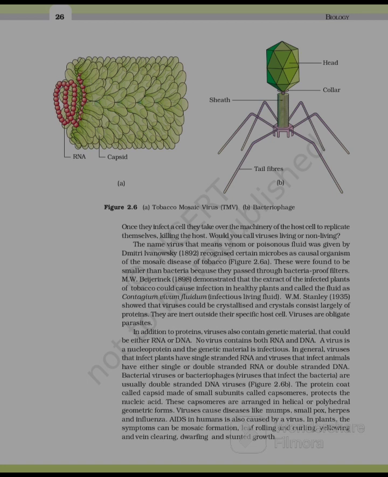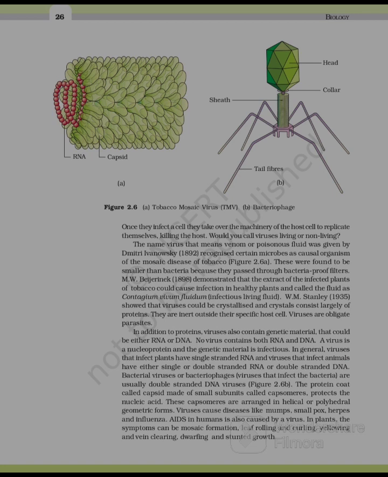The name virus, which means venom or poisonous fluid, was given by Dmitri Ivanovsky in the year 1892, who recognized certain microbes as the causal organism of the mosaic disease of tobacco. These were found to be smaller than bacteria because they passed through bacteria-proof filters. M.W. Beijerinck in the year 1898 demonstrated that the extract of the infected plants of tobacco could cause infection in healthy plants and called the fluid contagium vivum fluidum (infectious living fluid).